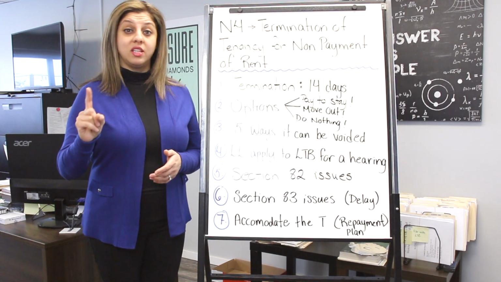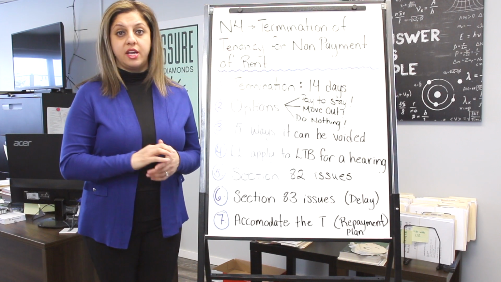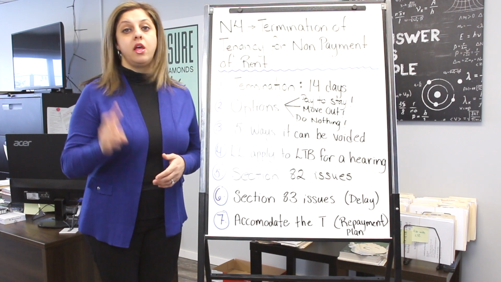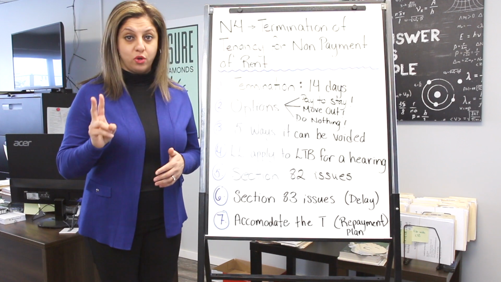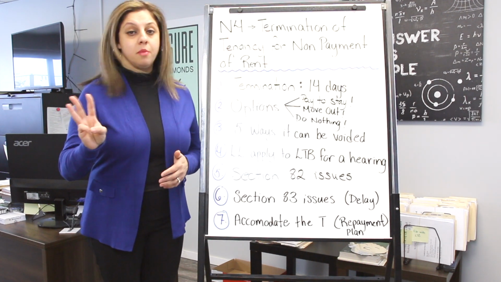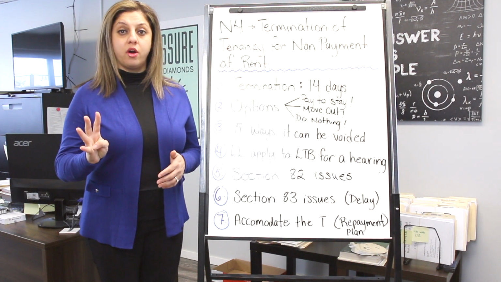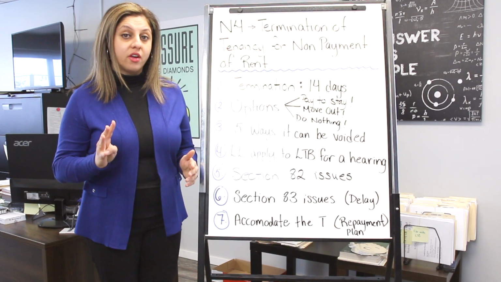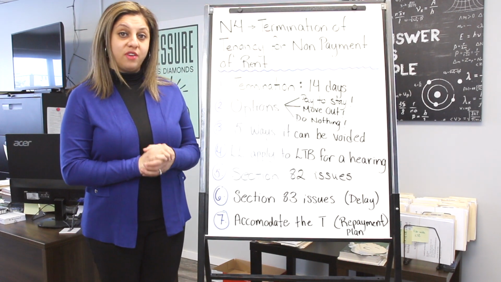Number one, if the landlord does not apply to the Landlord and Tenant Board within 30 days after the day of termination. Number two, if the tenant pays the arrears before the 14-day period. Number three, if the tenant pays before the hearing. Number four, if the tenant pays on the day of the hearing. And number 5, if the tenant pays before the sheriff arrives to evict them.